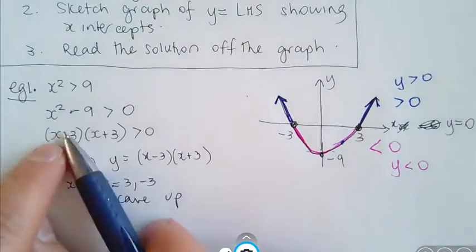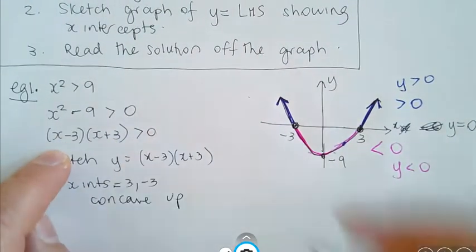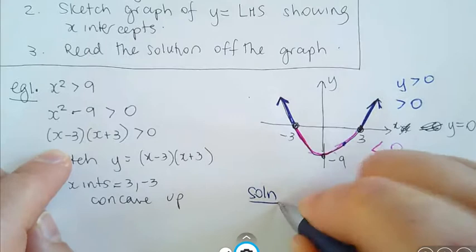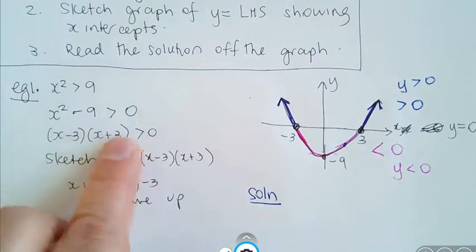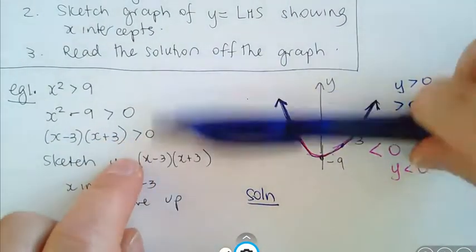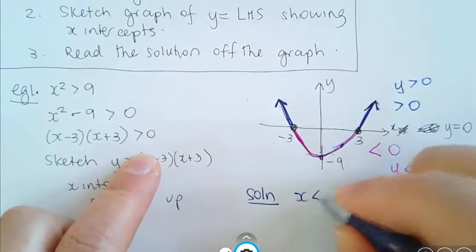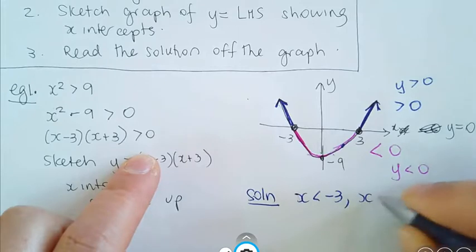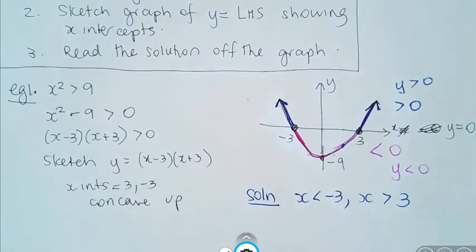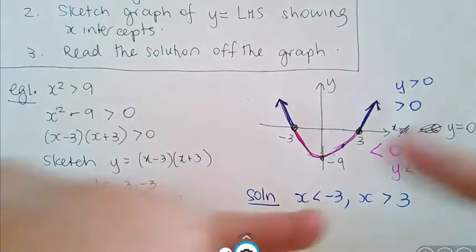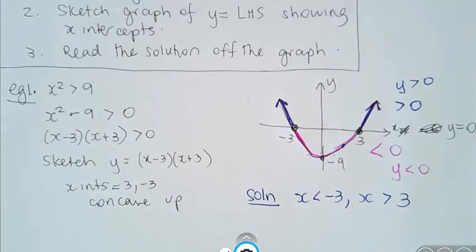But for what x values is the graph greater than 0? So what's my solution? I've sketched it. Where is it greater than 0? So which x values? X is less than -3. Yeah, x is less than -3. X is greater than 3. It's the blue section. The blue section is where the graph is greater than 0.